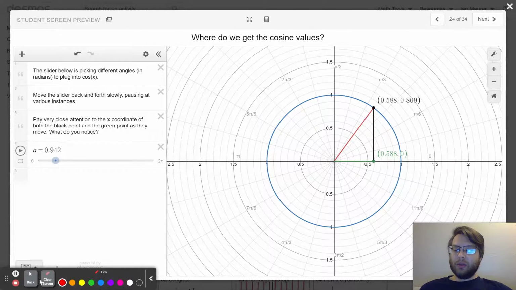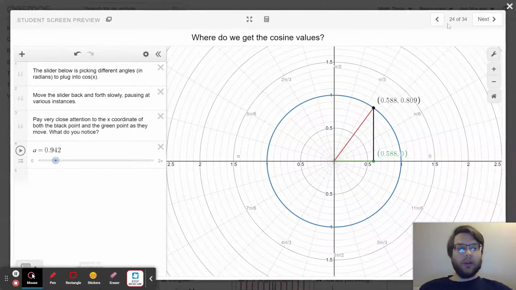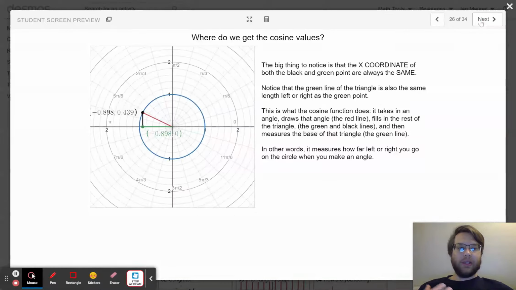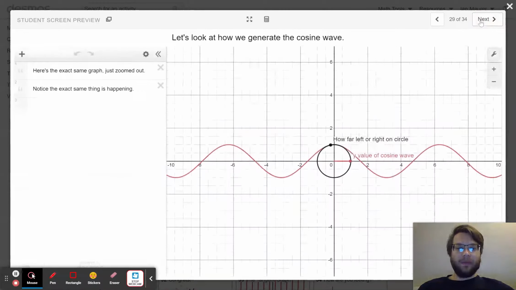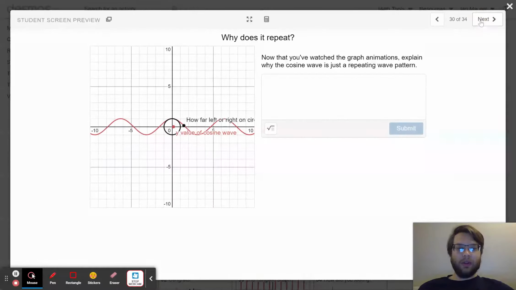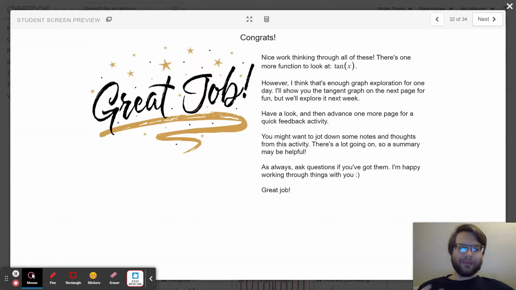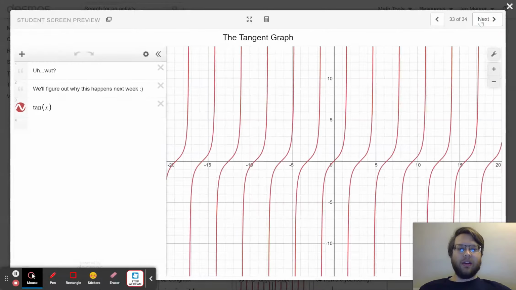So almost done. There's just one more thing I wanted to show you towards the end here. You're going to go through and reflect on cosine just like you did with sine. Very similar. They look almost identical. And then there's this really kind of weird thing. This is a little bit of a mind bender at the end here.